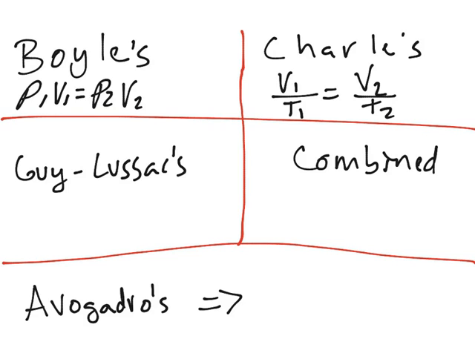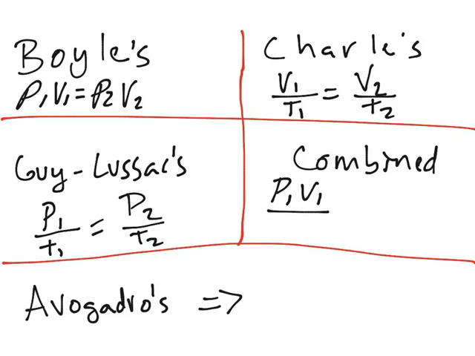Guy-Lussac had number of moles and volume constant, so it deals with pressure and temperature. So pressure 1 over temperature 1 is equal to pressure 2 over temperature 2. The combined gas law, you could think of it as a combination between Boyle's and Guy-Lussac's law. So P1 V1 over T1 equals P2 V2 over T2.